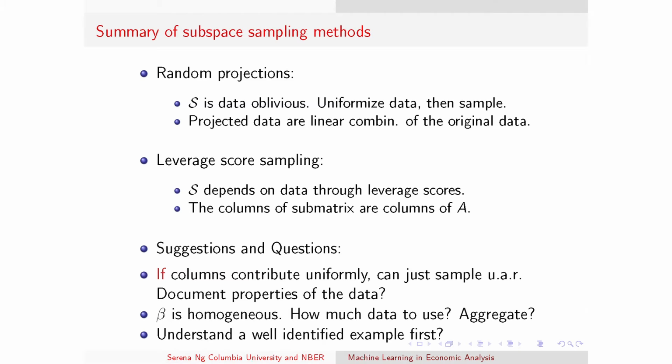In contrast, with this leverage-based score sampling, you take the hat matrix. Because it depends on the data, it is no longer data oblivious, but you do get back columns that belong to the original data. So there's still a lot to be learned about this.